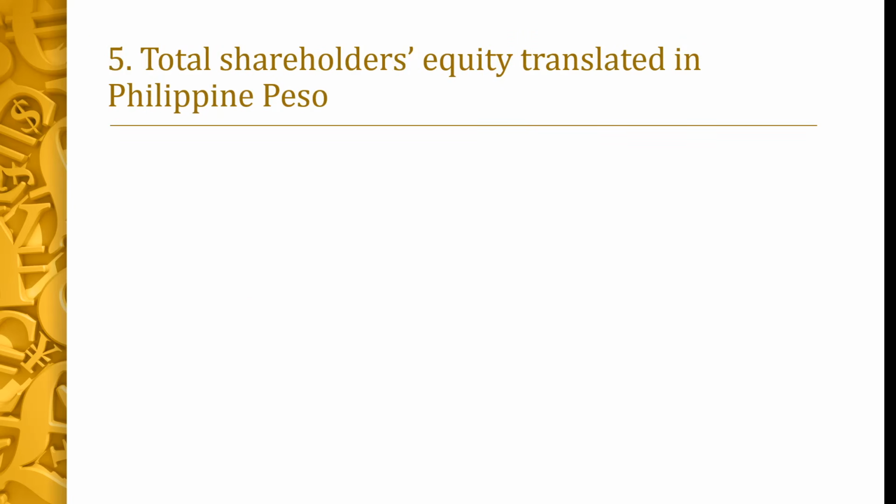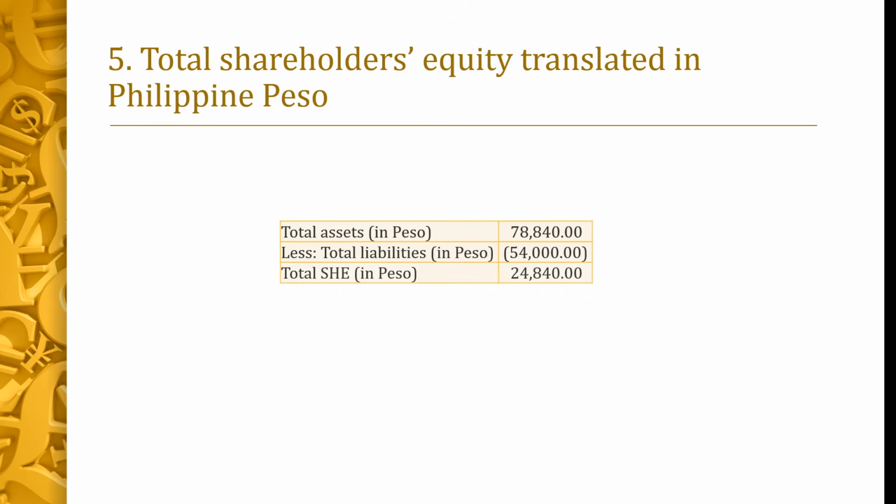Number 5. Total SHE translated in Philippine Peso. Basic accounting equation. Assets less liabilities. Then, here you go. Your answer, 24,840.